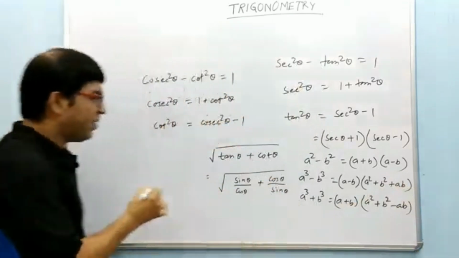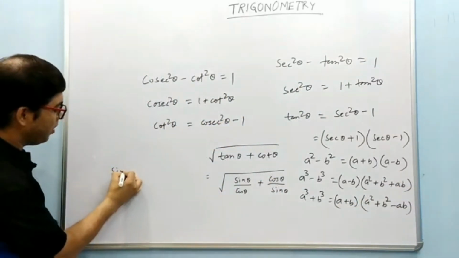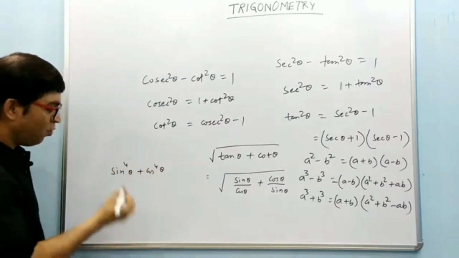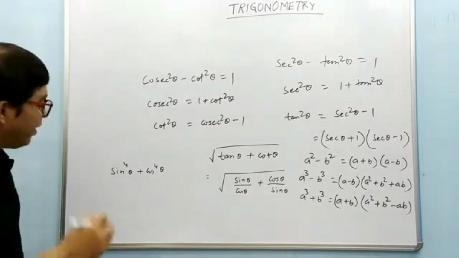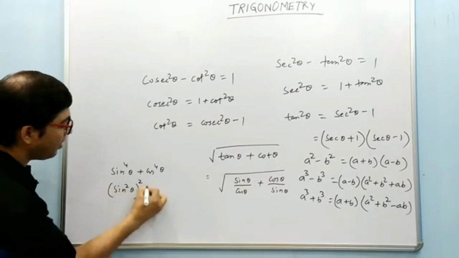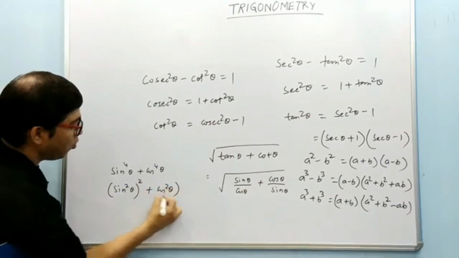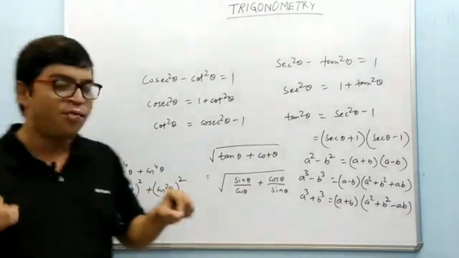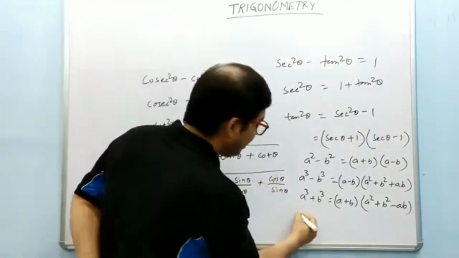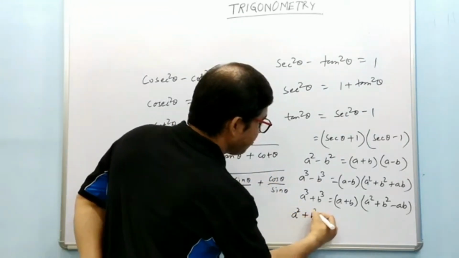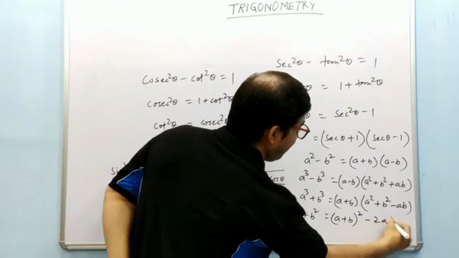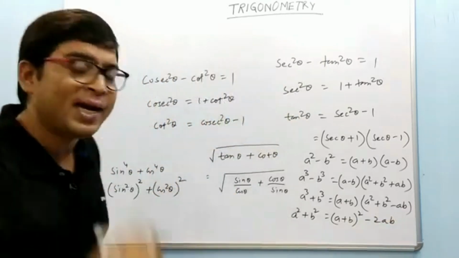Suppose sometimes we are getting it in the form sine to the power 4 theta plus cos to the power 4 theta. What can we do, just make a little movement? We can write this as sine square theta whole square plus cos square theta whole square. Now it is in the form of a square plus b square. Do you know the formula of a square plus b square? Yes, a square plus b square can be written as a plus b whole square minus 2ab. So you can get a movement at least.